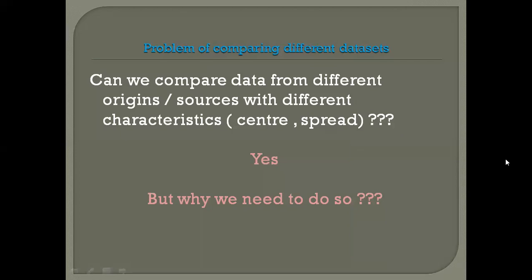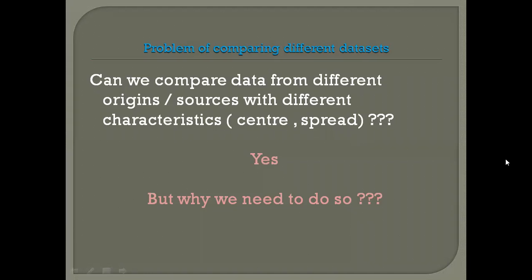Can we compare data from different sources or different origins with different characteristics? Yes, we can. We need to do so because we may have scenarios where we have to compare two different sources of data, and we usually do this by plotting our data using different plotting techniques. For example, we use scatter plots, or histograms, and other curve plots, and we have to compare.